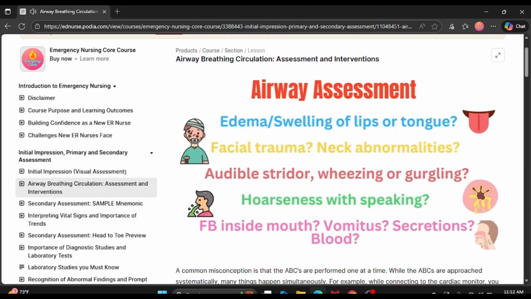Let's continue the assessment. Do you see any visible edema or swelling to the lips and tongue? Any abnormalities to the neck or perhaps any facial trauma? After we do that, let's listen. Can you hear audible stridor, wheezing, or gurgling sounds? These could indicate an airway obstruction from a foreign body, secretions, vomit, or even the patient's own tongue.